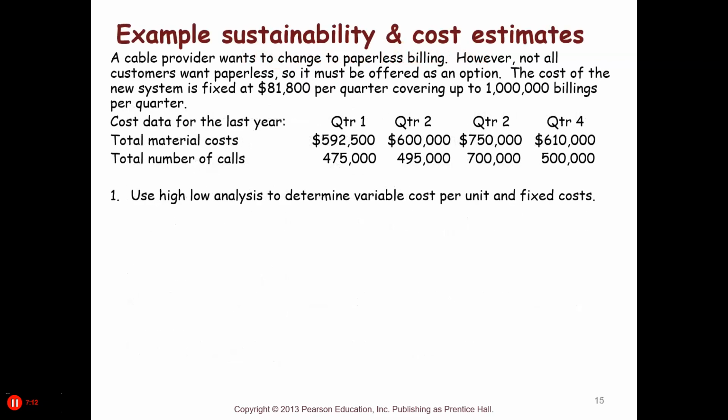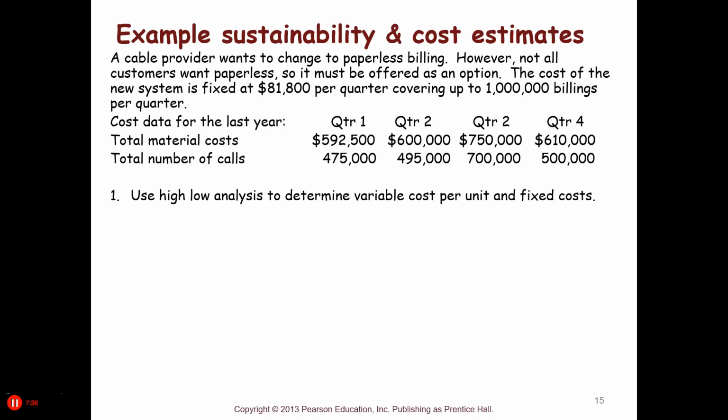All right, here's our example. We're thinking of going paperless. The system would cost $81,800 per quarter, and it would cover up to 1,000 bills per quarter. Now, here is the cost data from the previous year. We're going to use high-low analysis to determine variable cost per unit and fixed cost.